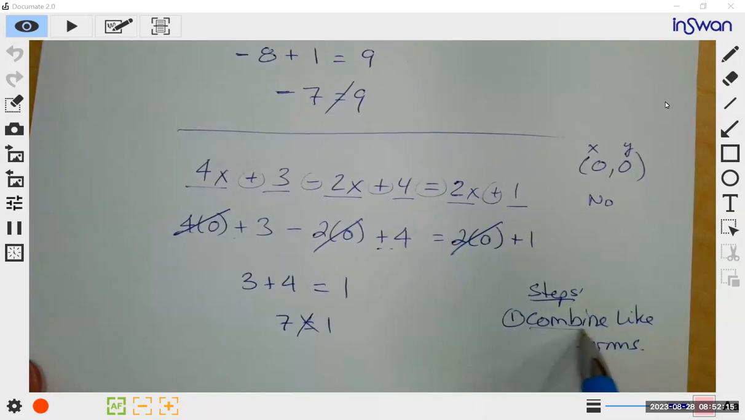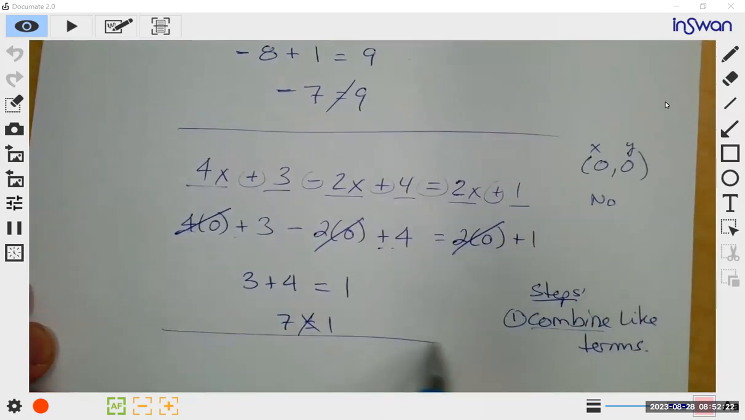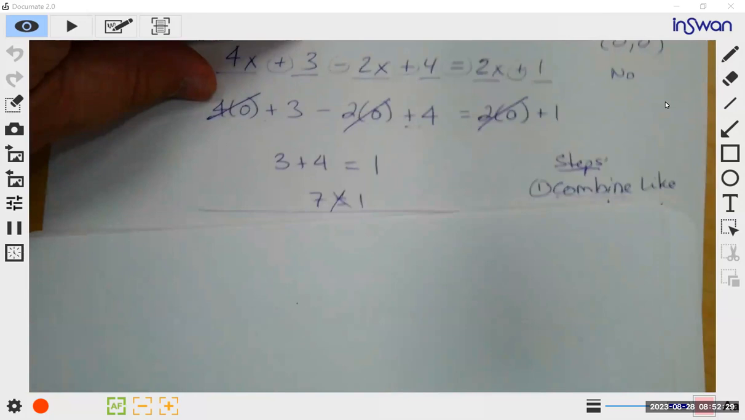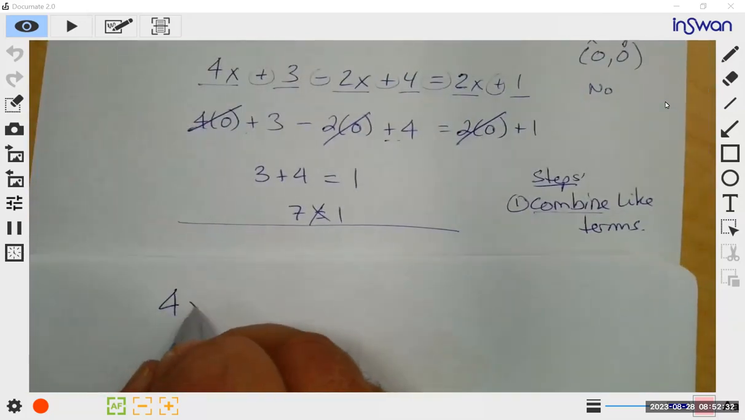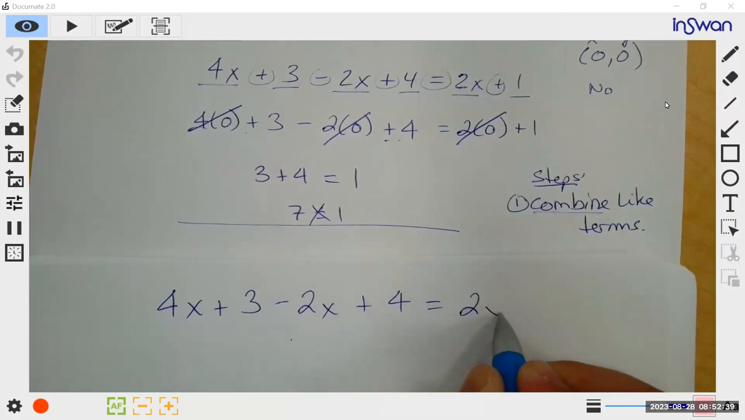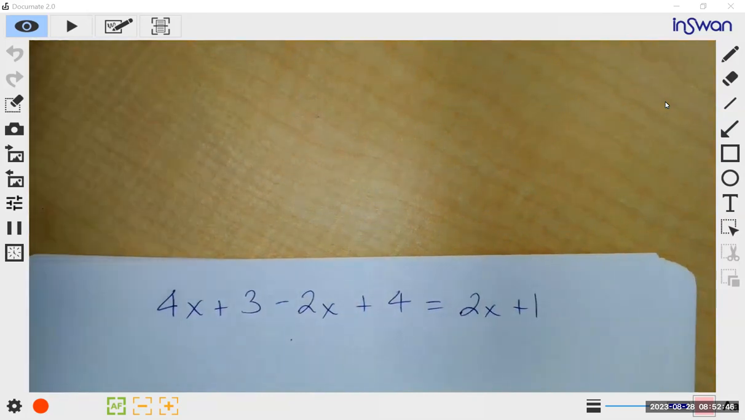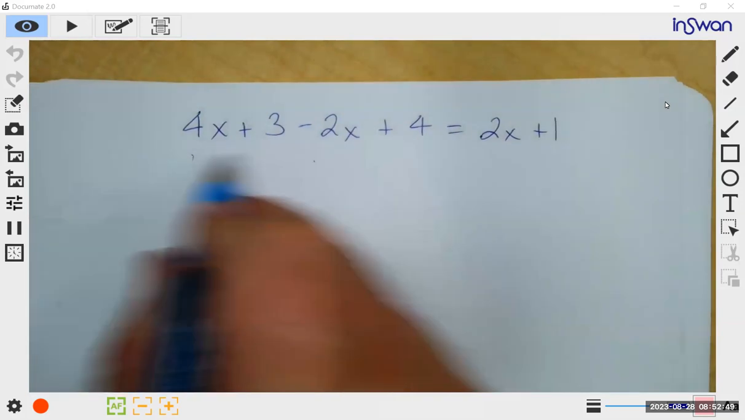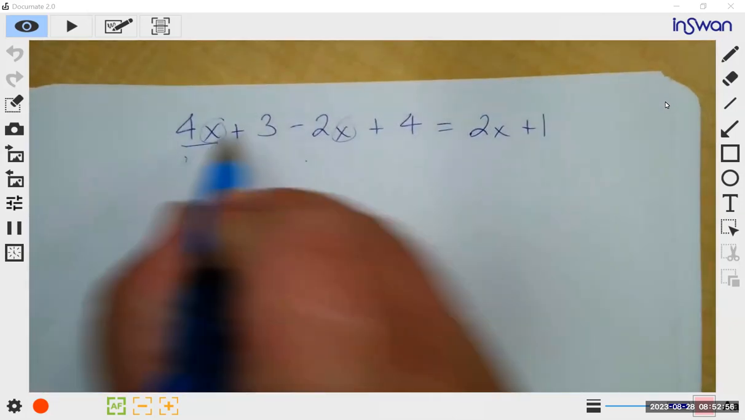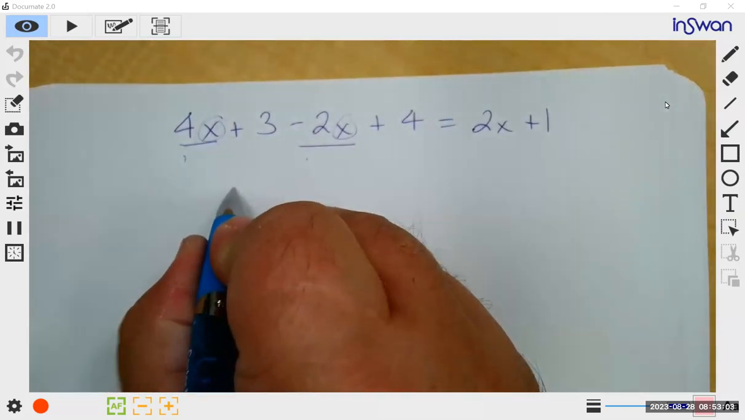So what we have to do, our first step, is combine like terms. On the left-hand side, let me rewrite those. We'll just have a better picture of it. So we have 4x plus 3 minus 2x plus 4 equals 2x plus 1. Can we combine anything on the left-hand side? Are there any like terms? Yeah, this one has an x. This one has an x. So we can combine 4 minus 2 is what? So 4x minus 2x is 2x.